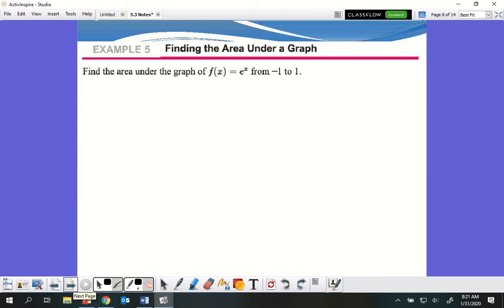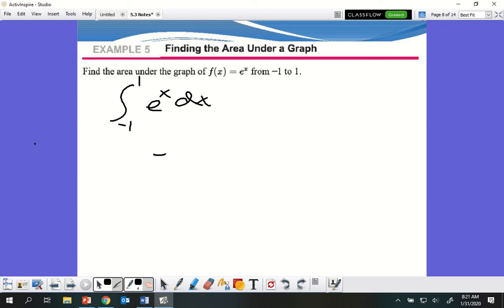All right, so now find the area of the graph from here to here of that. Go ahead, write out my integral. What's my integral going to be? The integral from -1 to 1 of e to the x dx. Do not ever forget your dx. Let's do the antiderivative. First, what's the derivative of e to the x? Therefore, the antiderivative of e to the x is e to the x.